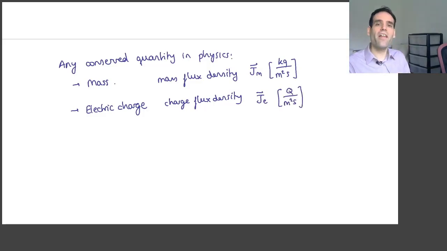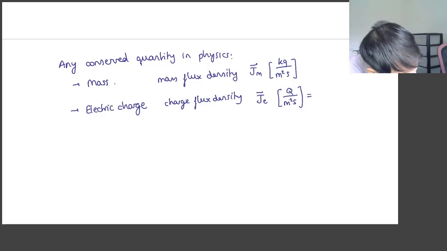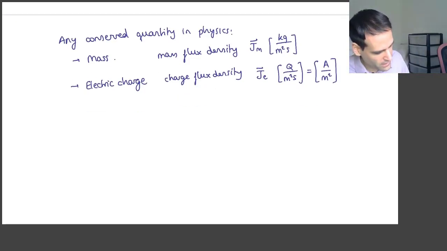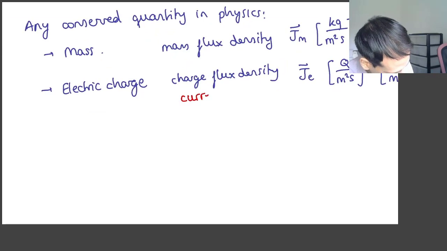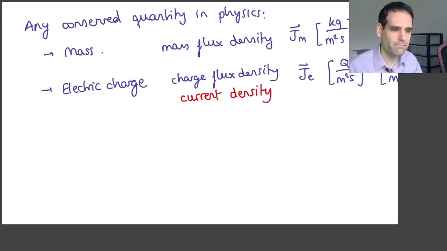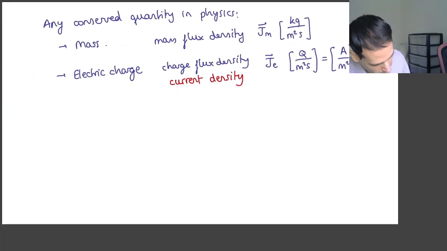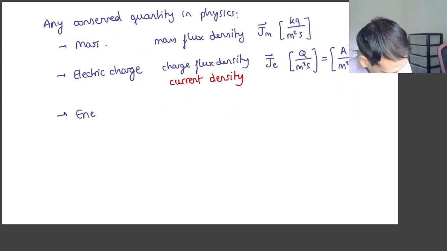But this is often given another name because, as you know, coulomb per second is also amps, is the current, right? How many, the charge per unit time. So this is also measured as current per meter squared. And this is often, even more often than charge flux density, we call it the current density. So this is used a lot in electromagnetism, okay? And in fact, any other conserved quantity, I mean energy, you can also calculate the energy flux density.